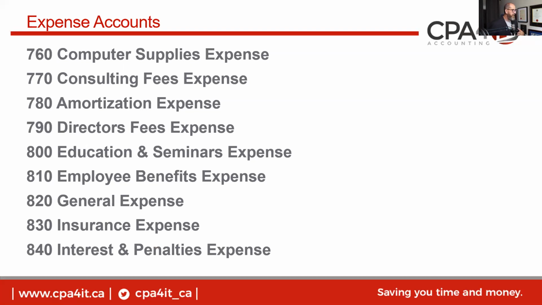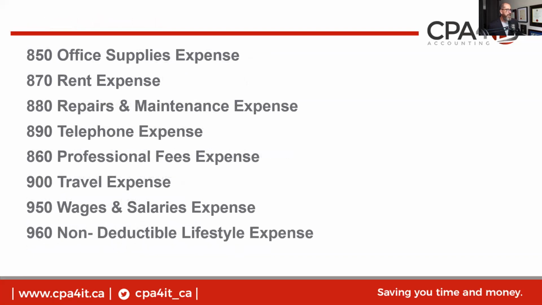Interest and penalties. Hopefully you don't have anything under this category, but if you do, anything that you would have under interest and penalties would fall under account 840. Next, we're going to have office supplies expense.